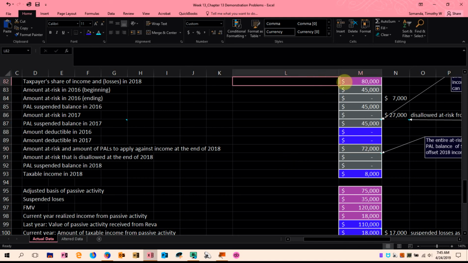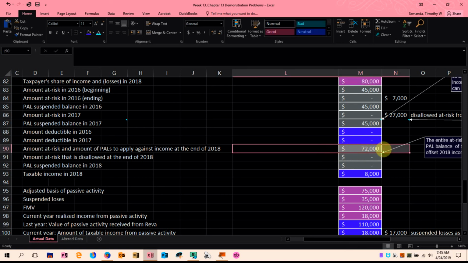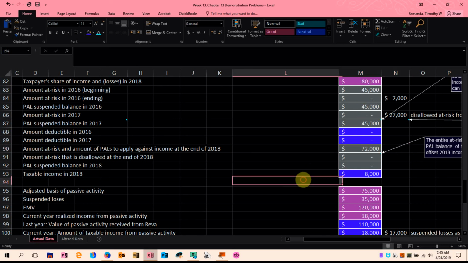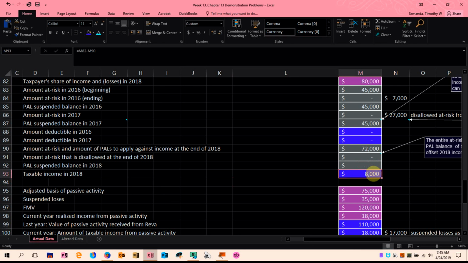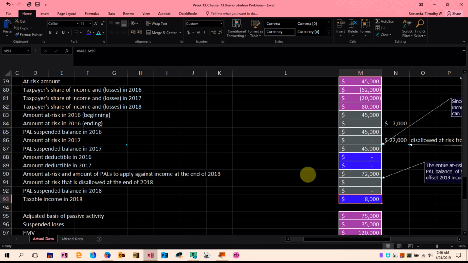Well, we had $80,000 of income, less $72,000 that we can use now, which is the previously disqualified at-risk amount plus the suspended passive activity losses that we couldn't take advantage of. And we wind up with a total taxable income of $8,000: $80,000 of income less the $72,000 combined at-risk and passive activity loss. And we wind up with the $8,000. All right, so that's the progression that we walk through for multiple years, where we have both disallowed at-risk and suspended passive losses.